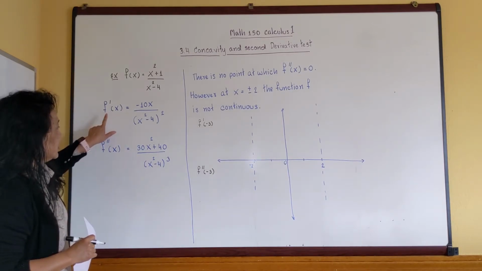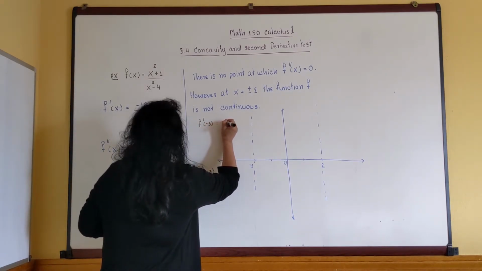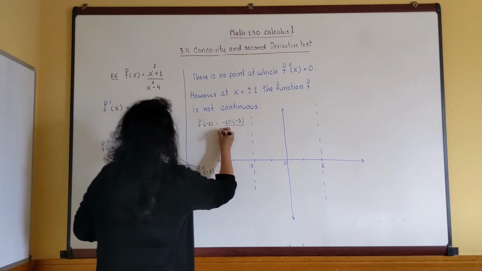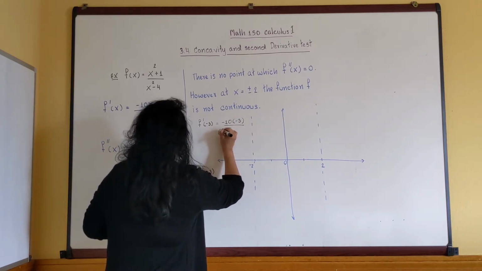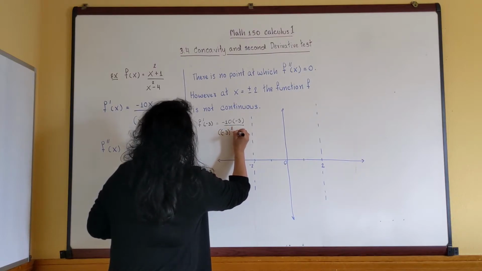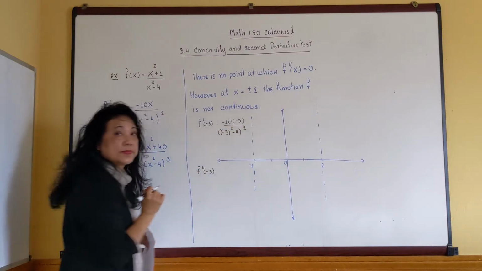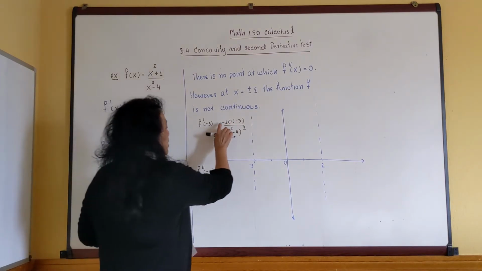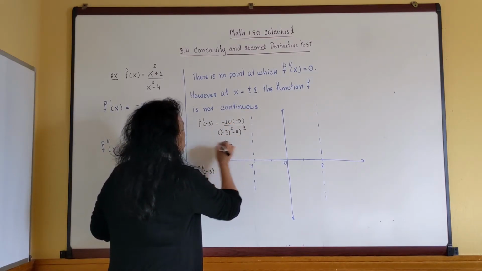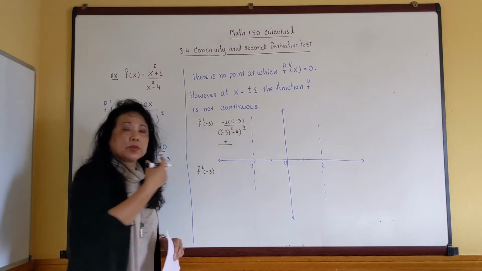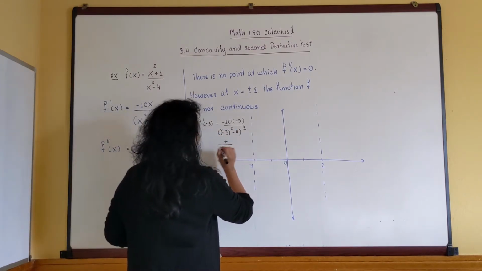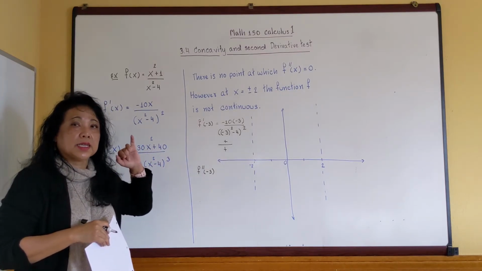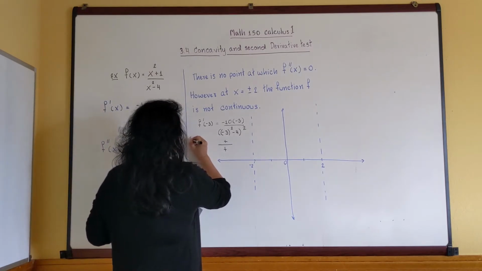Plug it into the first derivative. So you're going to have -10 times -3 over -3 squared minus 4, the whole thing squared. Obviously I'm just going to look at positive and negative here. Negative and negative is positive in the numerator, and in the denominator anything squared is positive. So I know it's positive. If the first derivative is positive, it is increasing.